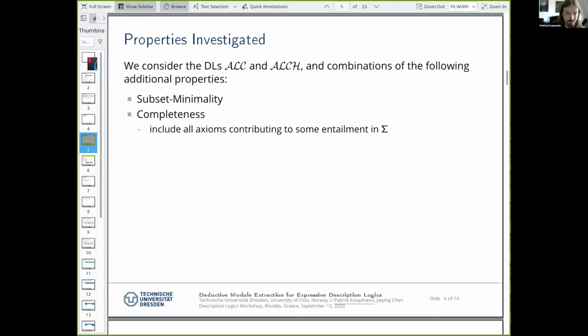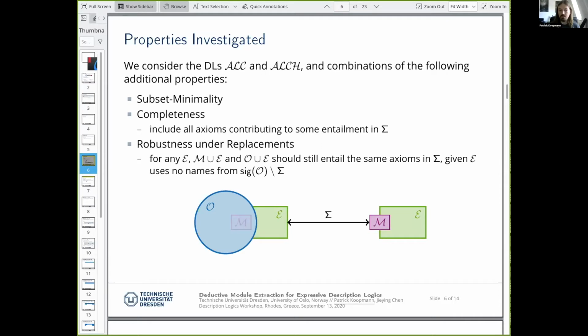Finally, for the use case of ontology reuse, a very important property is robustness under replacements. And I think this can be best illustrated with a picture. So the use case here is that we want to extract the module to use it in a new context and to extend it to a new ontology. And here, of course, we would like to be able to replace the module with the original ontology without any strange side effects. So they should behave in the same way if we replace the module or the ontology, which should still have the same entailments in our signature.